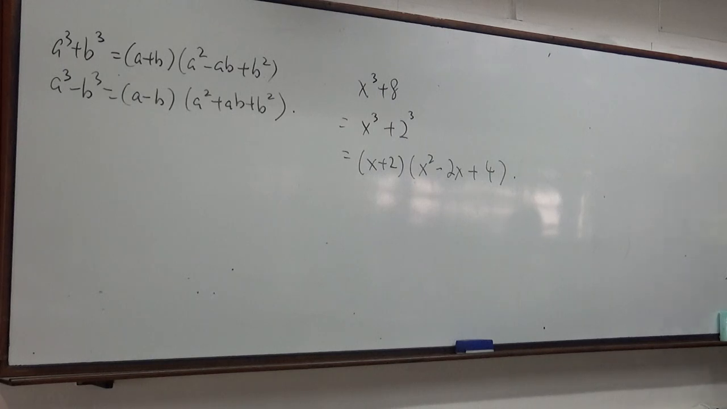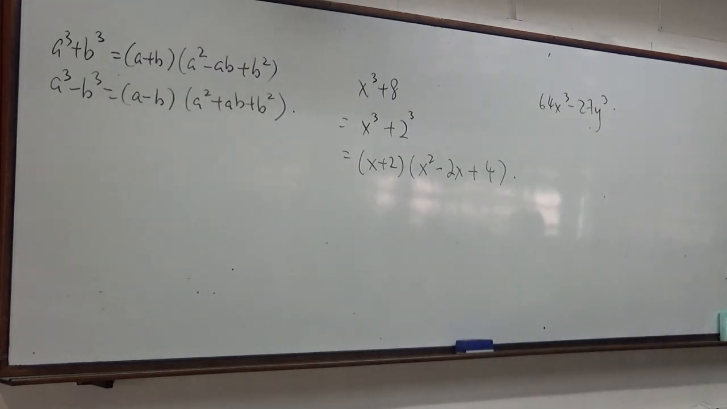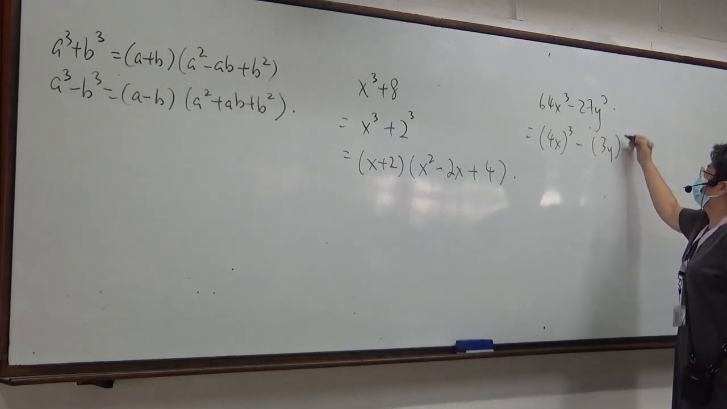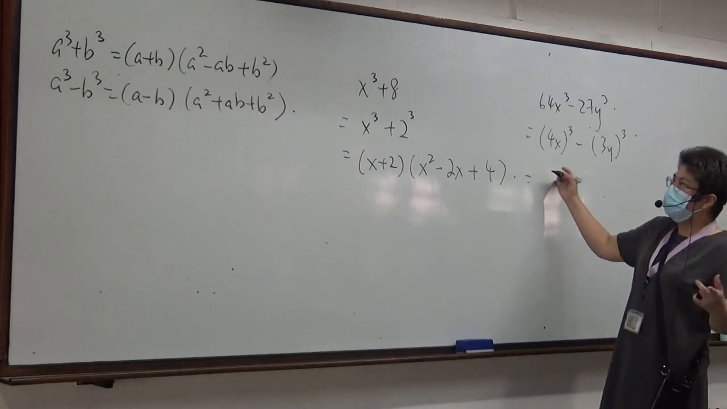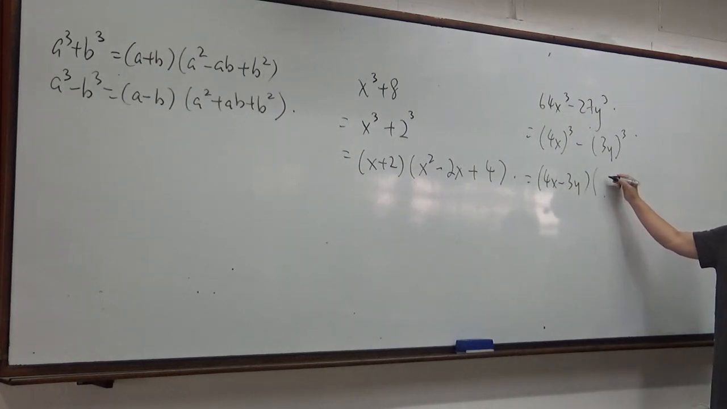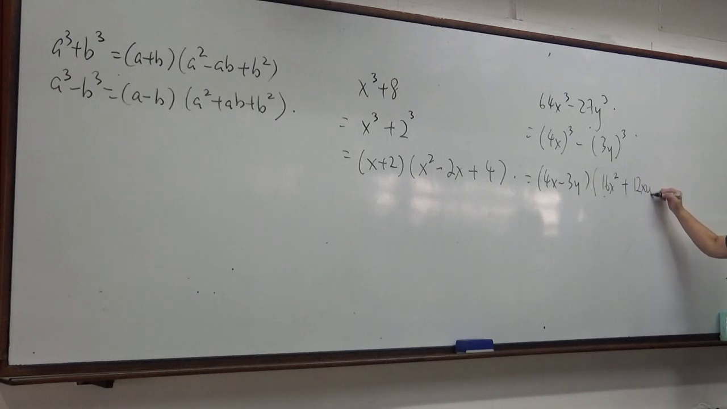Now, next one that I'm going to show you is this. Minus 27 y cubed. Now, this one got to be careful. Do you agree it becomes like that? Alright, it must be the whole thing. Understand? Okay. Now, if it's minus, I have to use result 1 or 2. 1 or 2, 2 right, okay. So, a minus b will be 4x minus 3y, agree? Now, what's a squared? 16x squared. Good. Plus ab, 12xy. Plus 9y squared. I will not copy down, I'll just apply straight away.